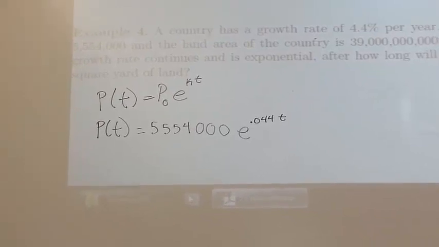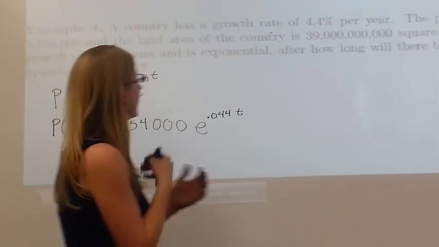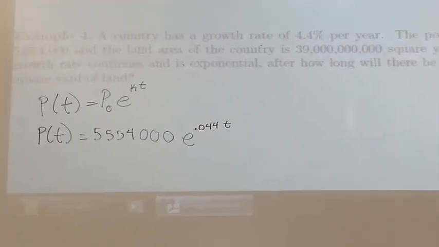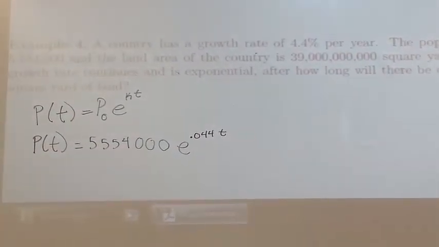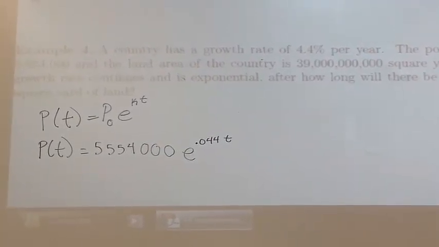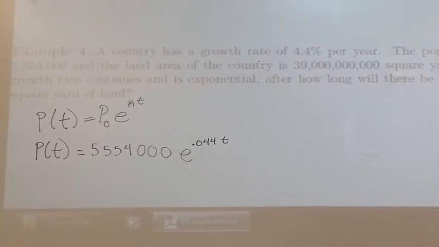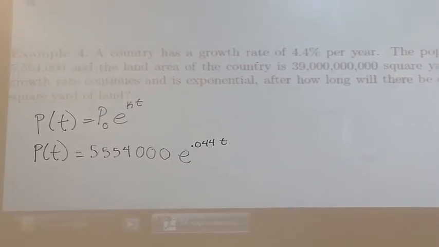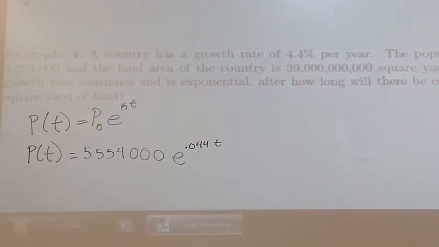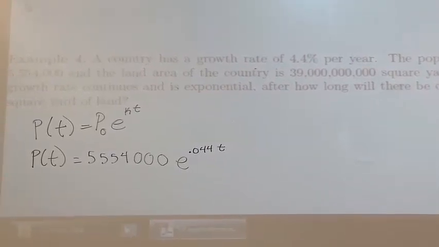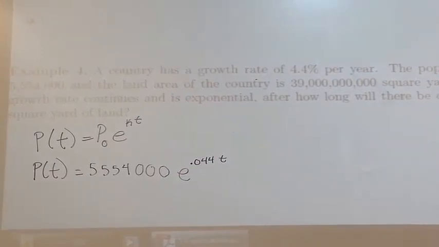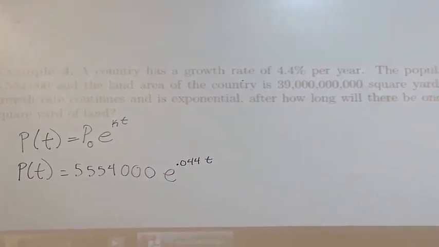Let's read the problem again. Always read the problem multiple times. Okay. So I've got a country that's growing at 4.4% per year. Their population is currently 5,554,000. And the land area of the country is 39 billion square yards. Assuming this growth rate continues, how long will it be until there is one person for every square yard of land?